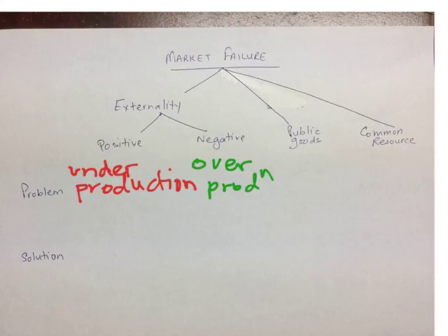Now, in both these cases, whether it's underproduction or overproduction, how can this problem be resolved? Well, government intervention is the answer. Government can intervene in the market, and due to the powers vested in the government because of its role, it can levy taxes or provide subsidies. It can put in regulations in place.